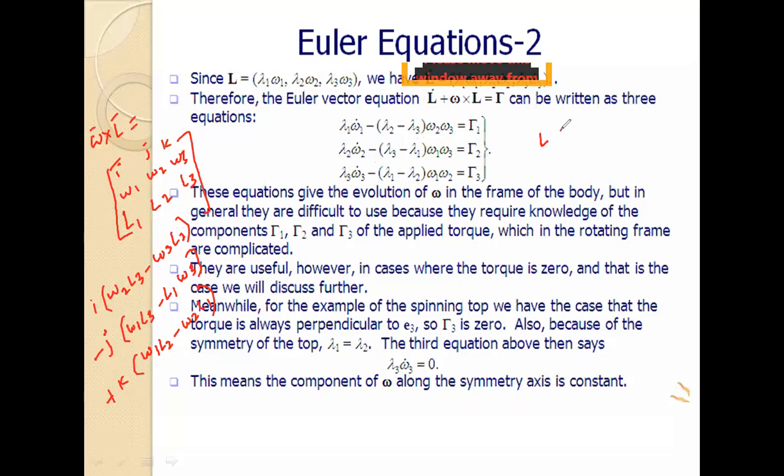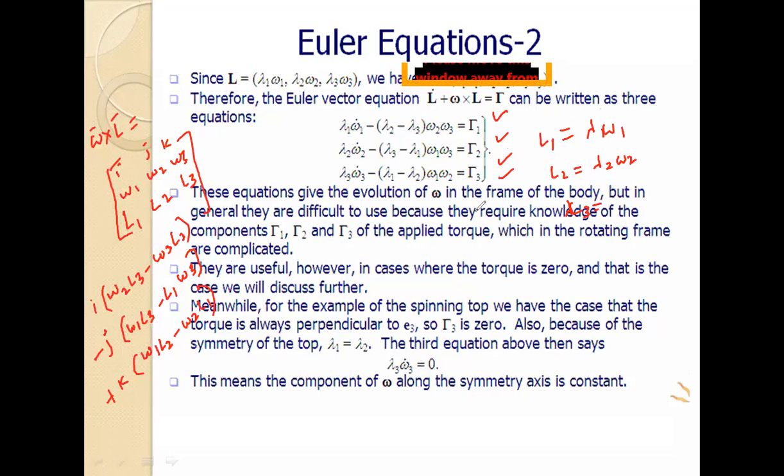So what is L1? L1 is lambda 1 omega 1, right? L2 is lambda 2 omega 2. L3 is lambda 3 omega 3. So you need to substitute those here in order to get this equation.